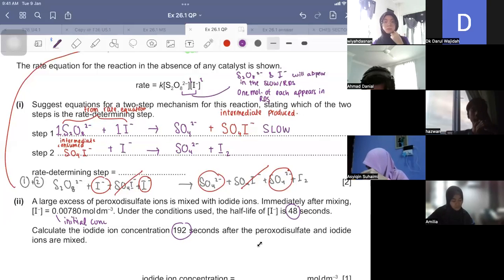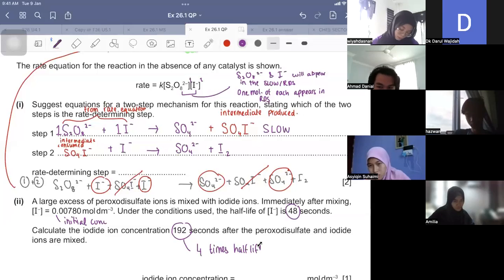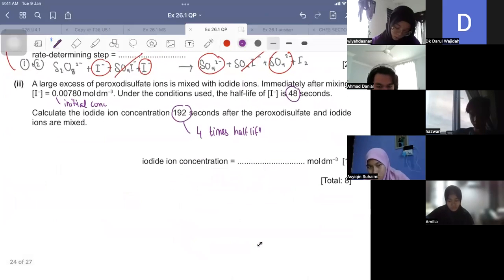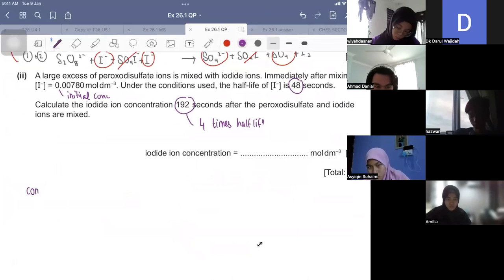It turns out 192 seconds, if you divide it by 48, equals 4 successive half-lives. What I mean by that, you go from 48 and then to 96 and then to 144 and then to 192. So with that information, we can find the concentration of the iodide after 4 half-lives.